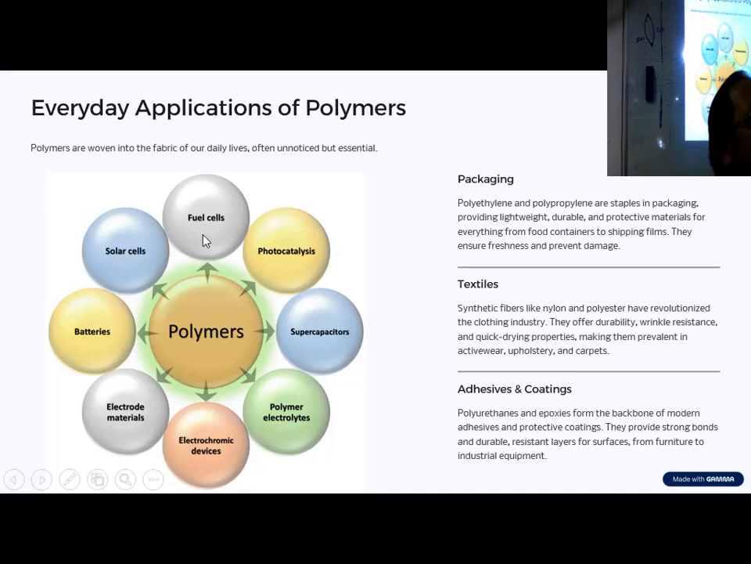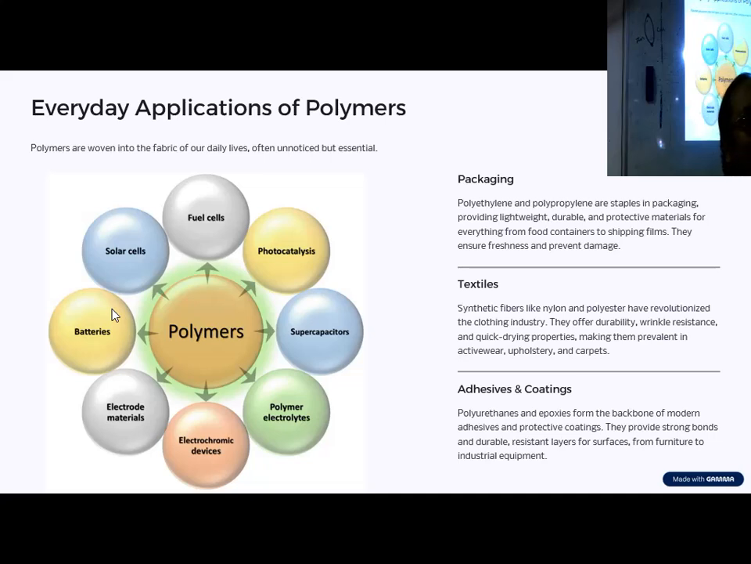Some examples I'll tell you, like in the case of a battery, a lead acid storage cell battery, an inverter battery. There we are using a polymeric separator between the cathode and anode. The electrodes are made of metal, lead and lead oxide. The anode is lead oxide and the cathode is lead. In between there is a plastic separator. That polymer is usually polythene.